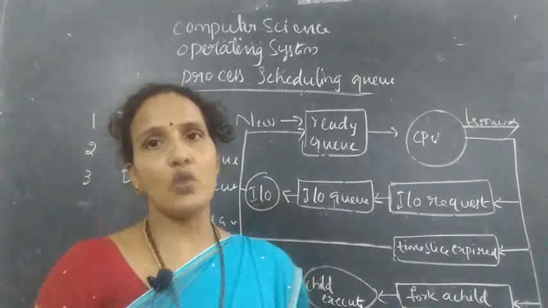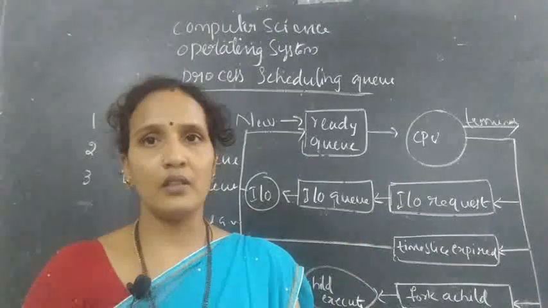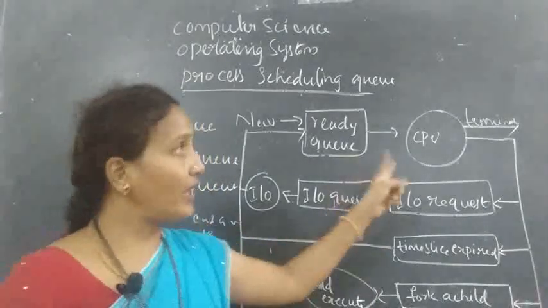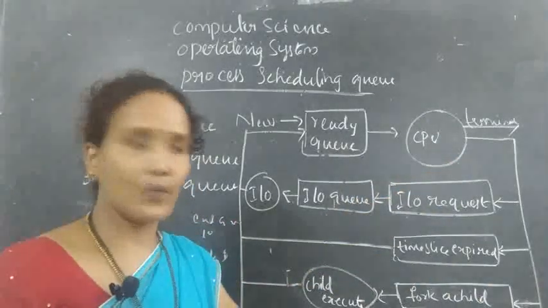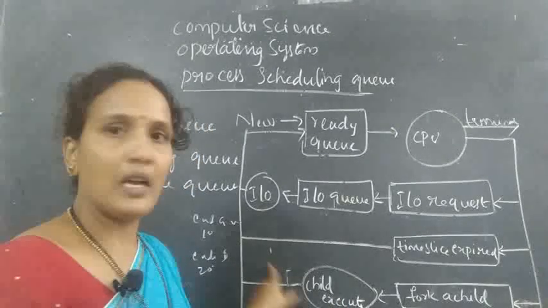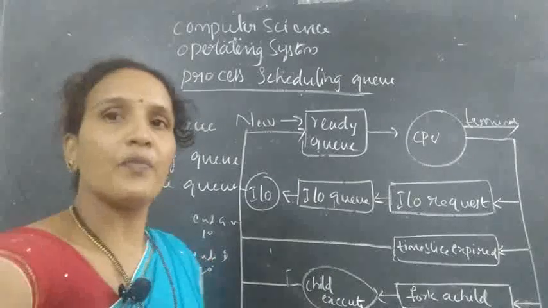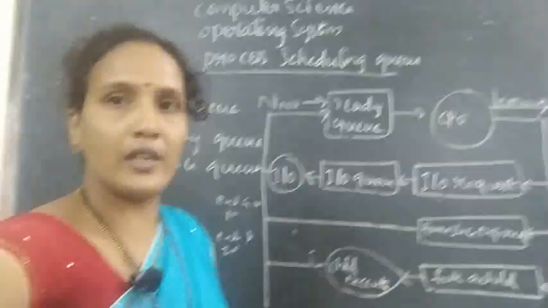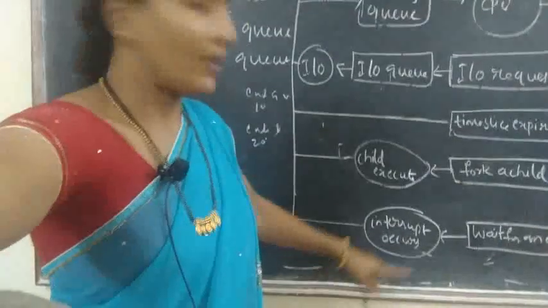If the process wants to complete its execution, first it should go to a child process. So again from the running state, the process is moved to a child process, fork. After executing the child process, again the process will enter into a ready queue. The next and the last one is wait for an event.